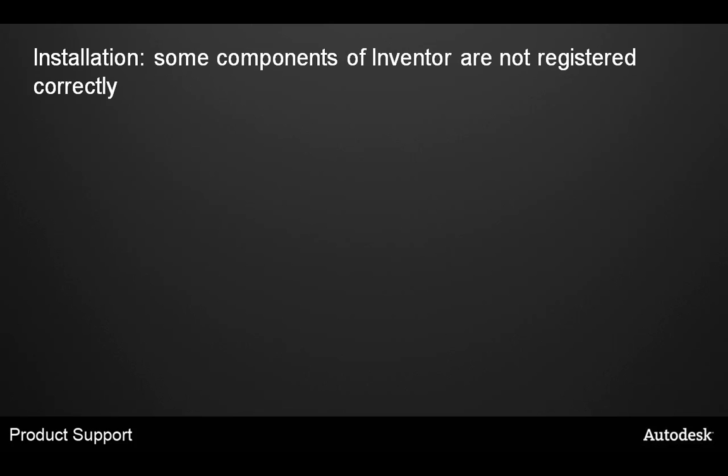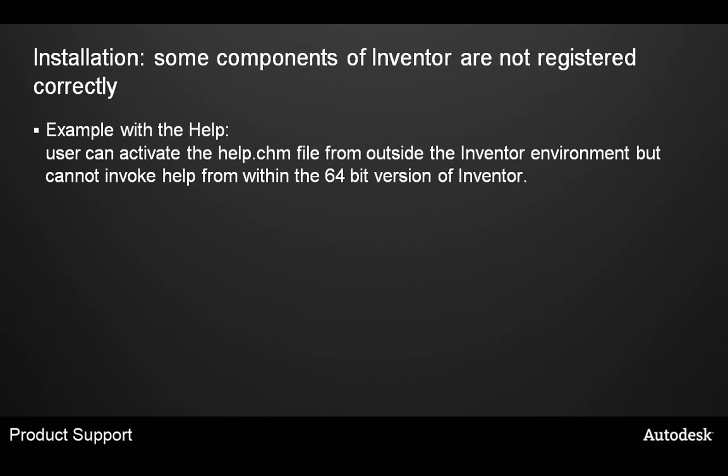Another item that might come up with installation is that some components of Inventor are not registered correctly. This is far-reaching and can express itself in many different forms, like FEA not working. The example that I bring up here on the slide is the help file not working as expected. We have had reports where users can activate the help file, the CHM file, from outside the Inventor environment, but they cannot invoke the help file from within the Inventor environment, and this on 64-bit versions of our software.